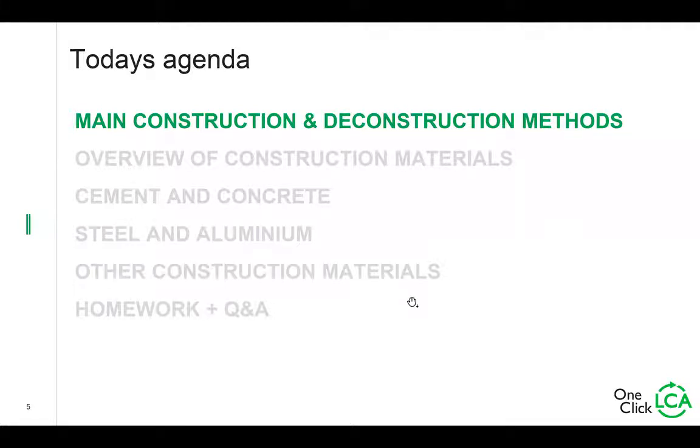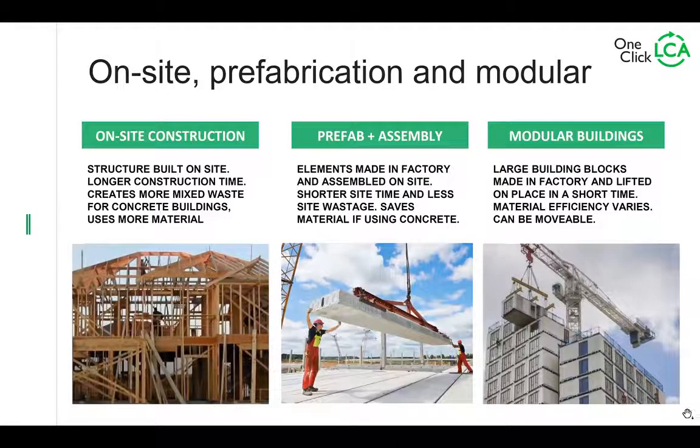So now we are going to the main construction and deconstruction methods. Predominantly, we can say that there are 3 construction methods, or typologies. So we have on-site construction, where the structure and enclosure are built on site. This typically has somewhat longer construction time, because if it's ready-mix concrete, you have to install the formwork first, then pour the concrete, wait for it to cure, and then go to the next level and so on.